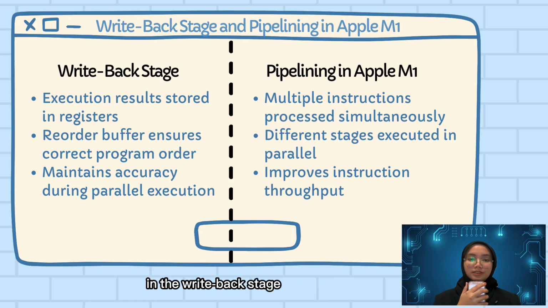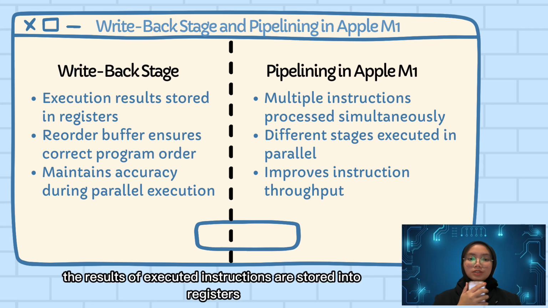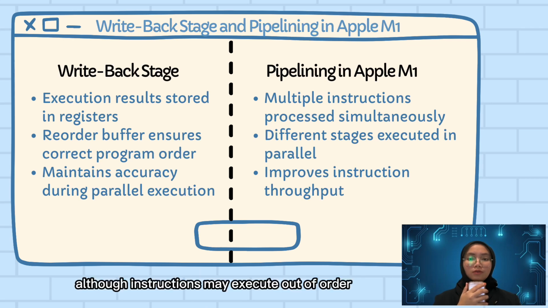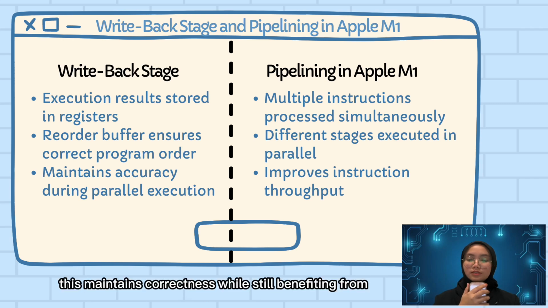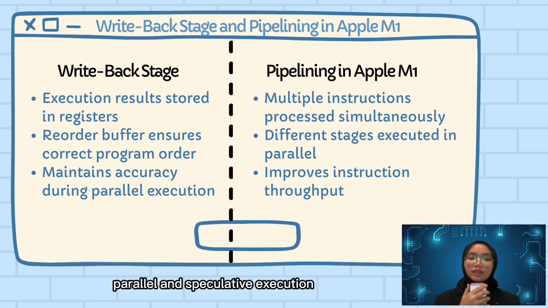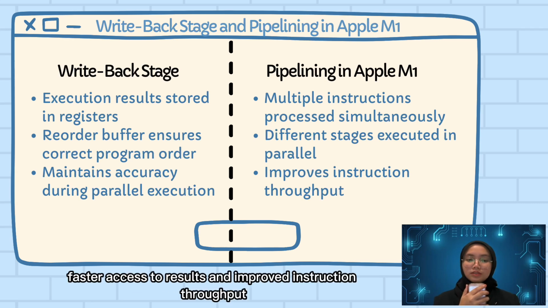In the write-back stage, the results of executed instructions are stored into registers. Although instructions may execute out of order, the Apple M1 uses a reorder buffer to ensure results are committed in the correct program order. This maintains correctness while still benefiting from parallel and speculative execution. Efficient register management allows faster access to results and improved instruction throughput.